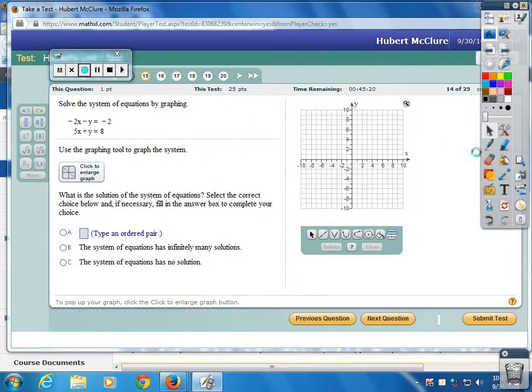Here's one by graphing. And I'm going to give y'all a few minutes to do that one. 2x minus y is equal to negative 2. And 5x plus y is equal to 8.